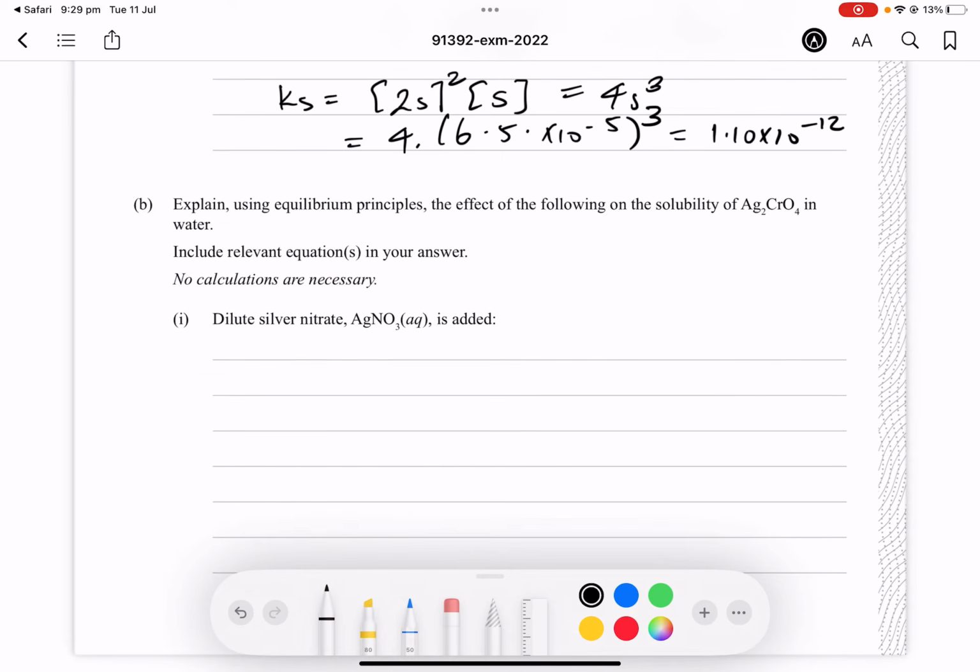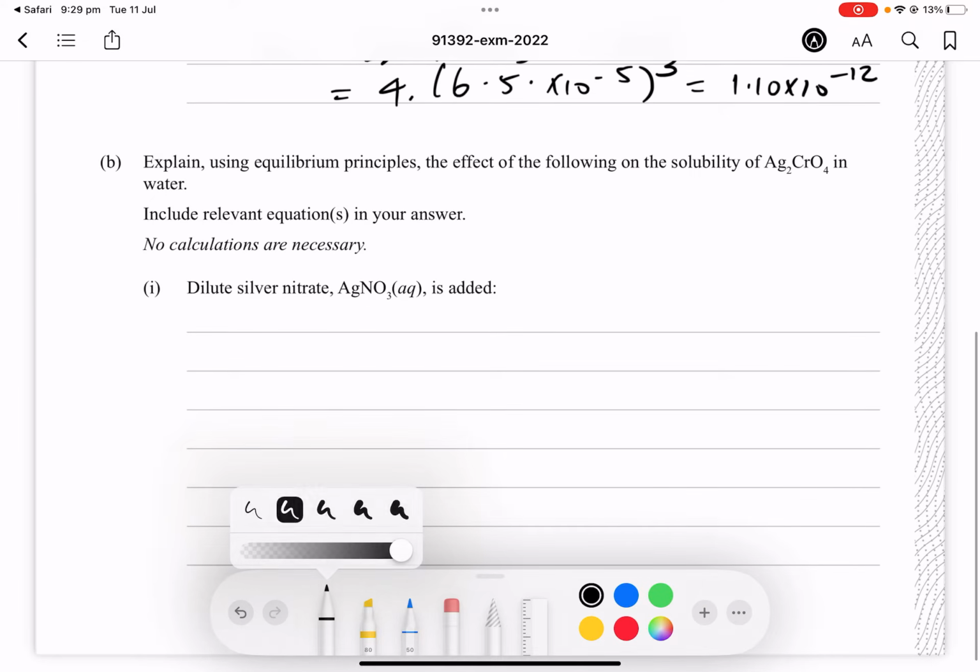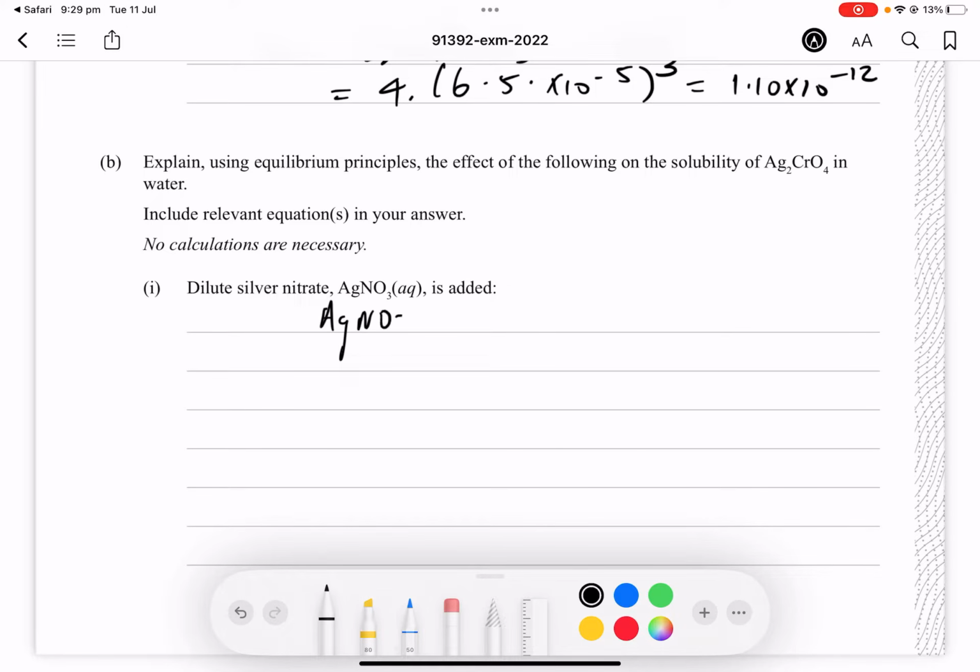Question B, we're going to explain using equilibrium principles the effect of the following on the solubility of Ag2CrO4 in water. You want to include relevant equations in your answer. So what happens if dilute silver nitrate is added? If dilute silver nitrate is added, we know that silver nitrate is going to give us Ag+ ions, and it's going to give us NO3 minus ions.